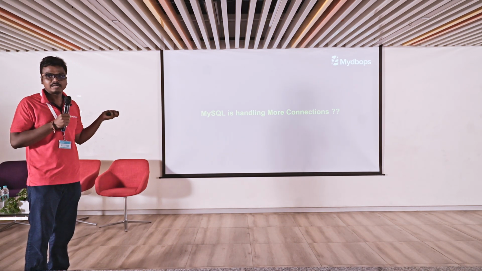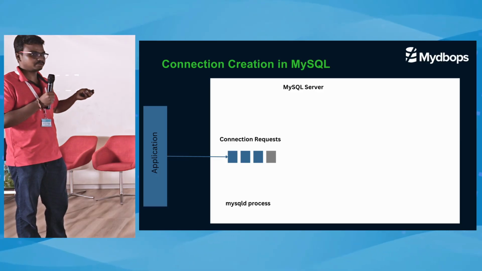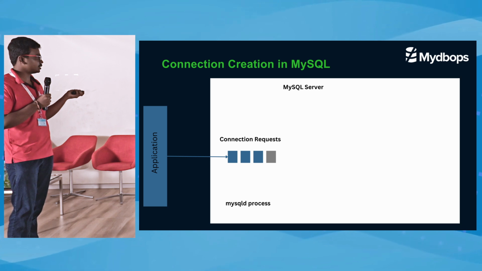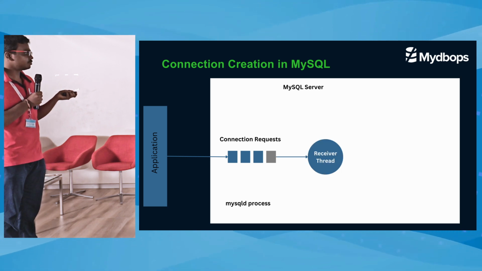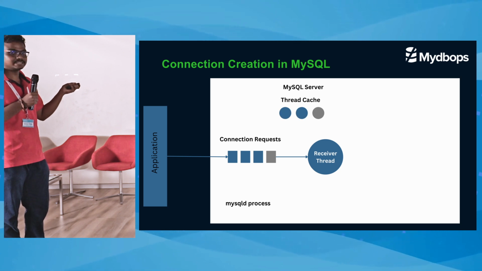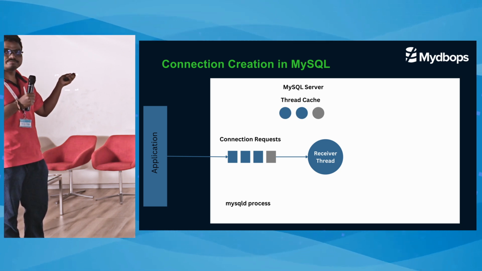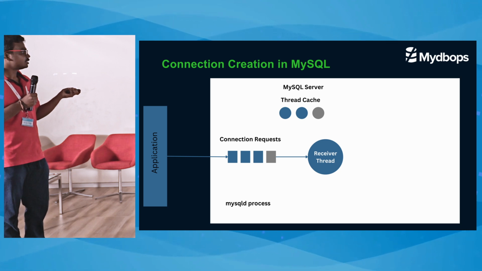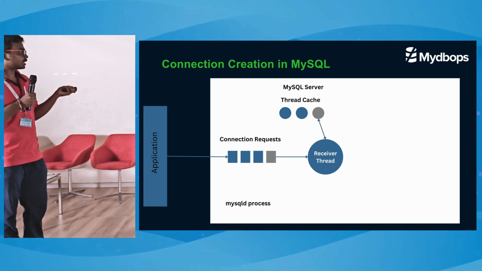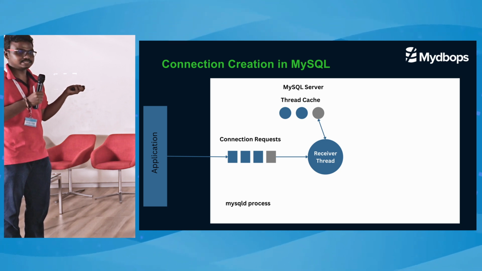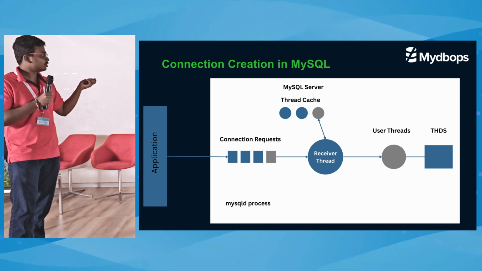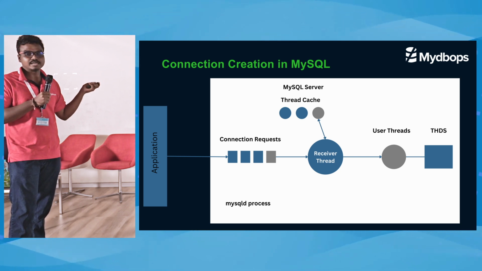Now let's see the architecture of MySQL. In MySQL, once we get the connection request from the application, this connection request will be handled by a process called the receiver thread. The receiver thread will check the thread cache, which is a collection of threads previously created, to see whether any is available. If a thread is available, it will take it from the thread cache itself and assign it to the user. If there is no thread available in the cache, it will create a new thread and assign it to the user.